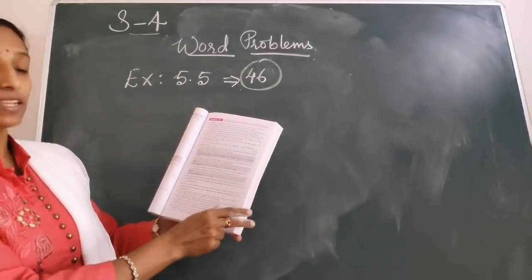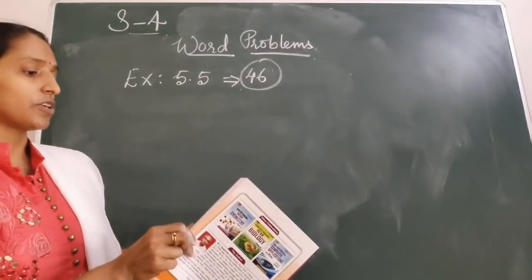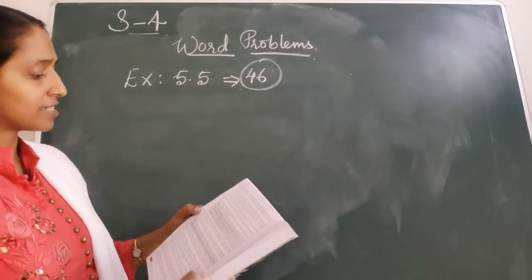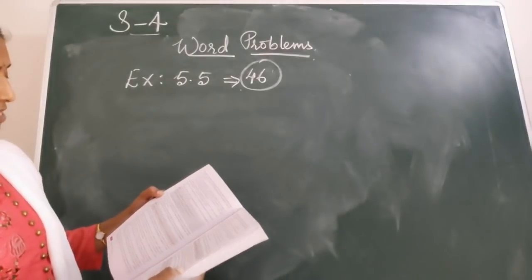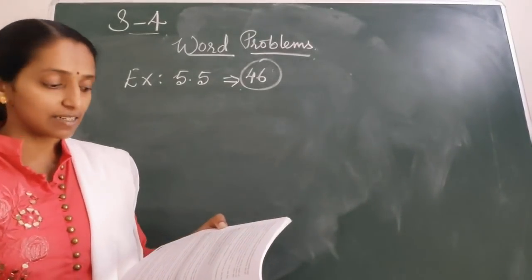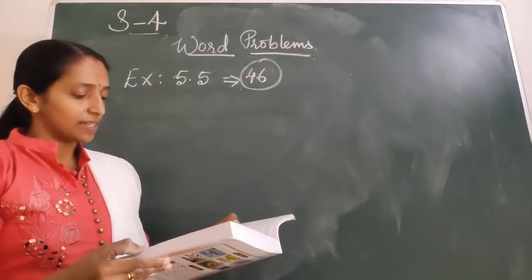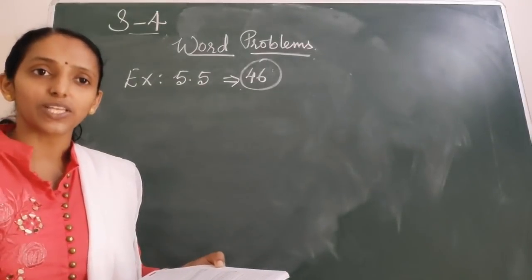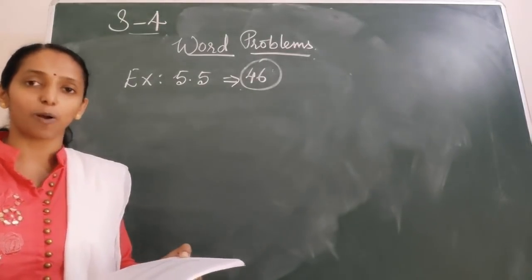Rectangular garden, length, breadth problems given. If you go through the textbook, you can see length, breadth, perimeter questions given, right angle triangle problems given. Then students are arranged in rows and columns. Rows and columns problems you know.